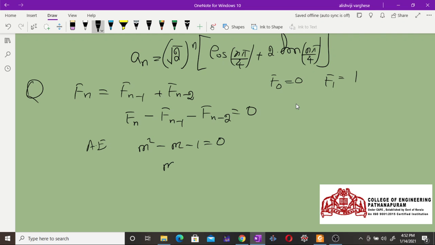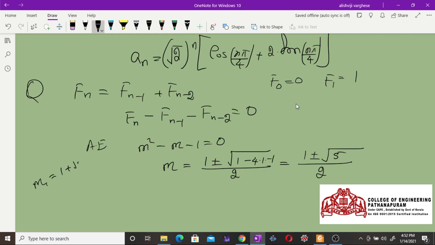And this will give the root m is equal to minus b plus or minus root of b square minus 4ac, divided by 2, which is equal to 1 plus or minus root of 1 plus 4, that is 5, divided by 2. So the two different roots are m1 is equal to 1 plus root 5 divided by 2, and m2 is equal to 1 minus root 5 divided by 2.